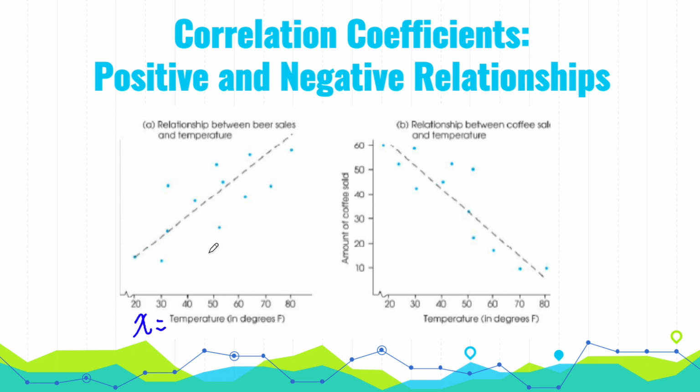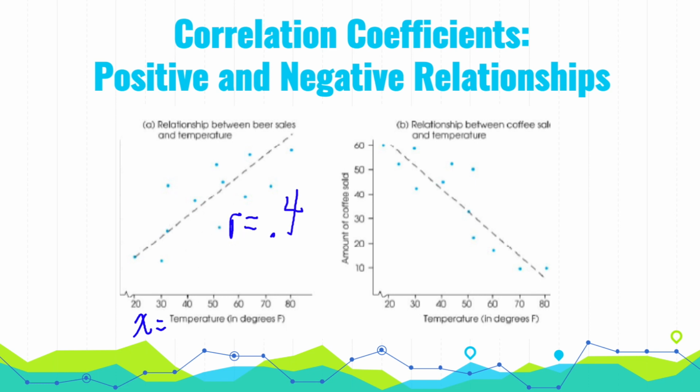These dots are not close to the line, but you can see as the temperature is low, the beer sales tend to be low. As the temperature is high, the beer sales tend to be higher. So again, as X increases, it looks like Y increases, so our R value will be positive, between 0 and 1. If I had to estimate, I would say that this is not especially strong. I would say it's a mid-range R value, about 0.4.